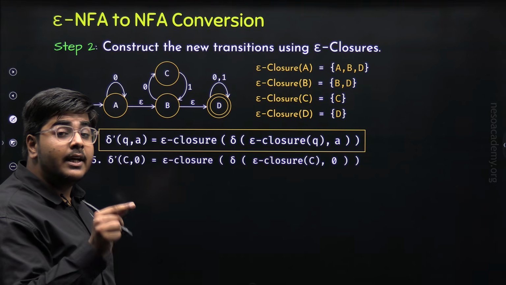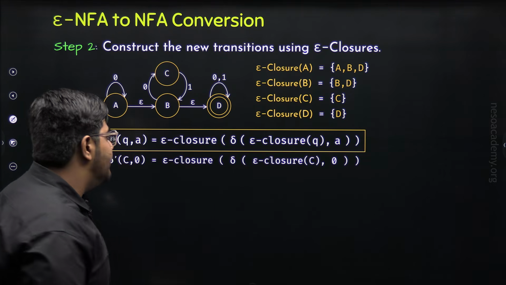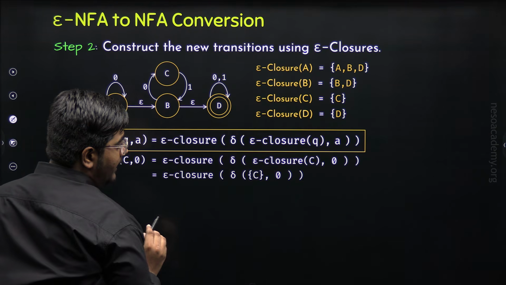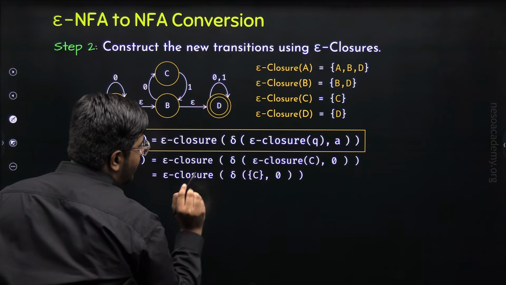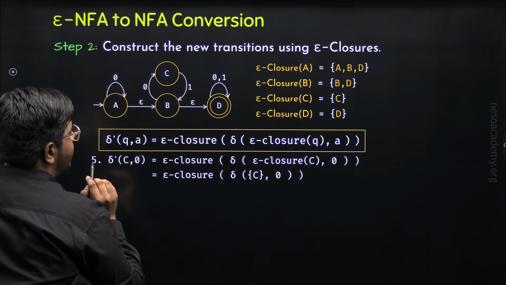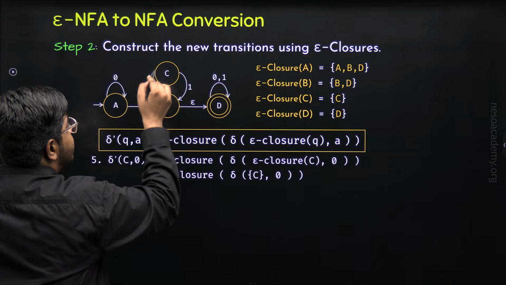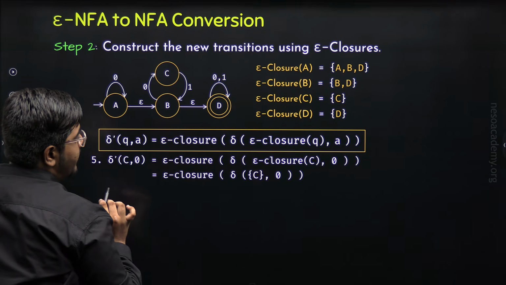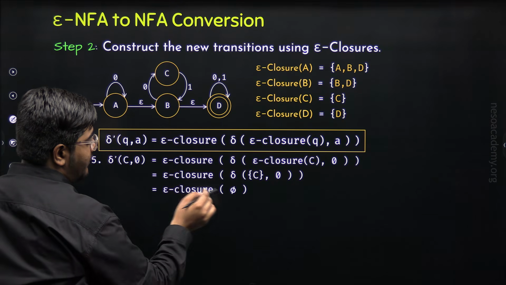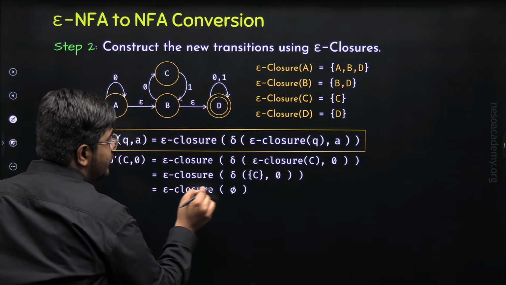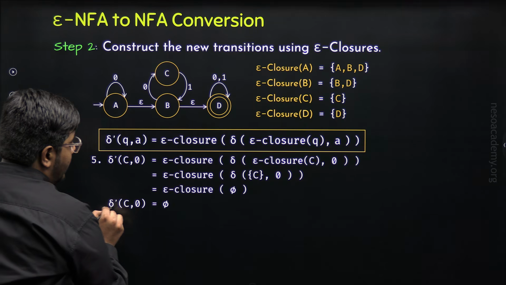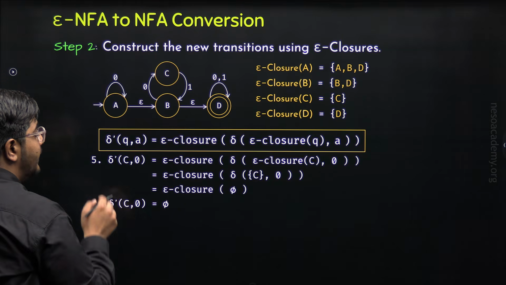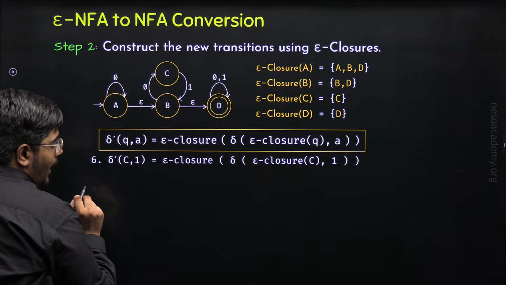Now let's calculate delta dash of C comma 0. So epsilon closure of C will be replaced by C. Now delta of C comma 0. In this diagram you can see that the state C does not have any transition for the input symbol 0. So this will be replaced by phi, and epsilon closure of phi, we will get delta dash C comma 0 as phi.